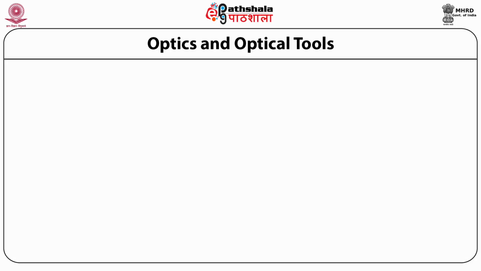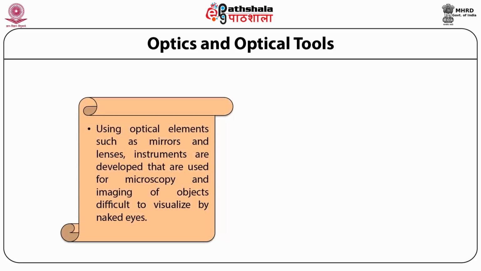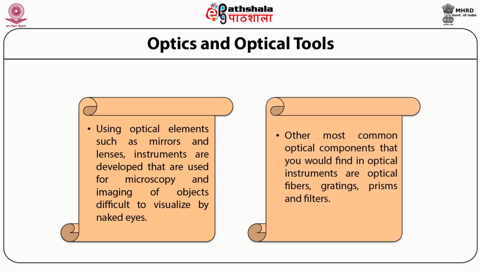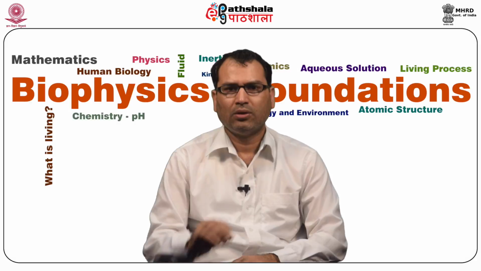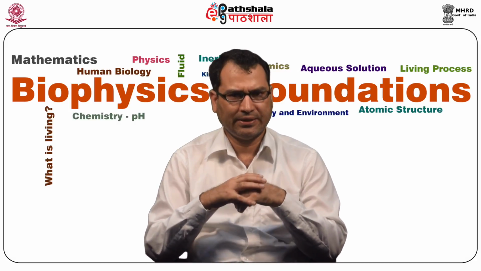In the module before this module, we just introduced various applications which are possible with light. So using optical elements such as mirrors and lenses, instruments are developed that are used for microscopy and imaging of tiny objects that are difficult to visualize by naked eyes. Other most common optical components that you would find in optical instruments are optical fibers, gratings, prisms, filters, and so on. So how do you achieve imaging by a single lens?